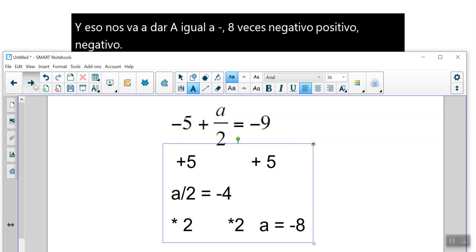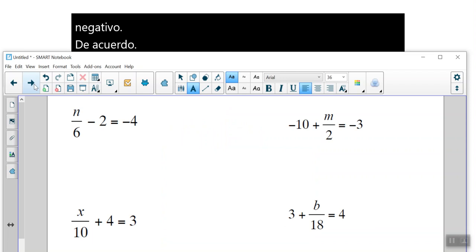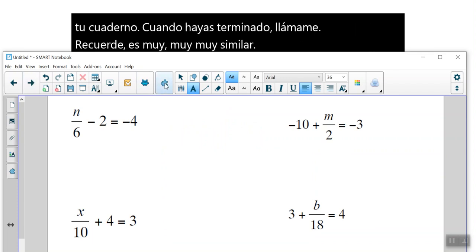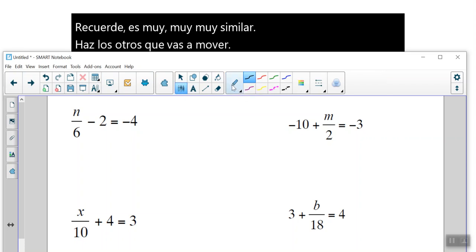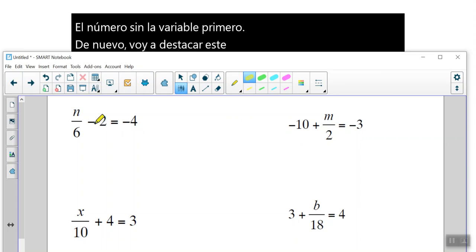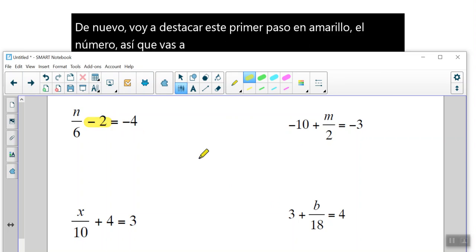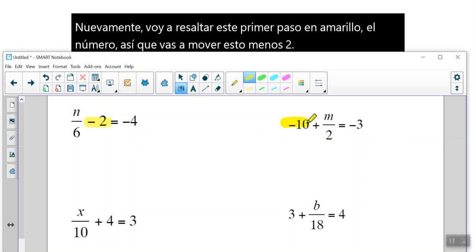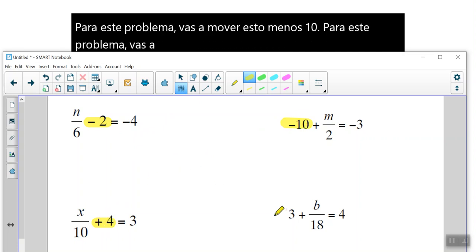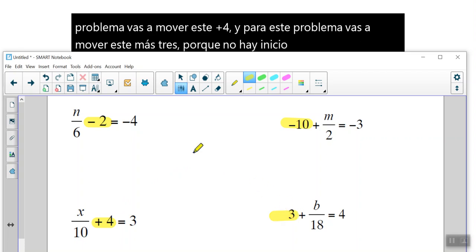All right. So here are some problems that I want you to do in your notebook. And when you're finished, call me over. Remember, it's very, very similar to the other ones. You're going to move the number without a variable first. Again, I'm going to highlight this first step in yellow. For this problem, you're going to move this negative 2. For this problem, you're going to move this negative 10. For this problem, you're going to move this positive 4. And for this problem, you're going to move this positive 3 because there's no sign in front, right? You're going to do the opposite.